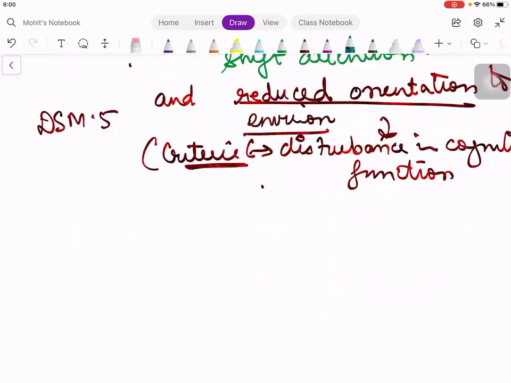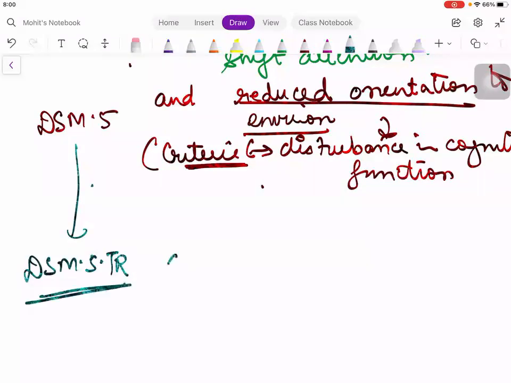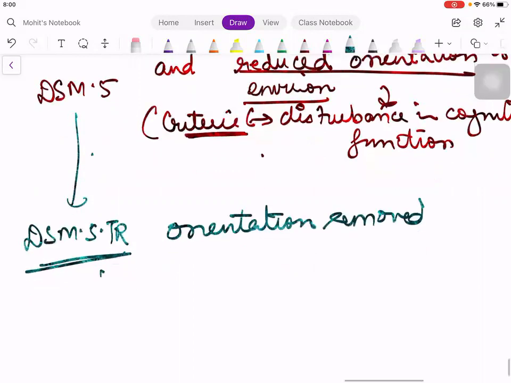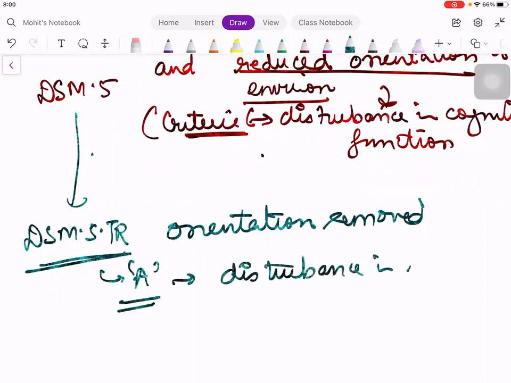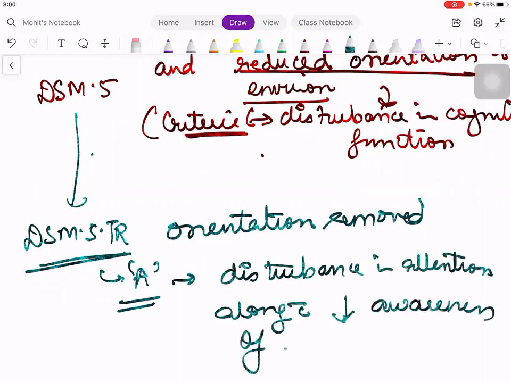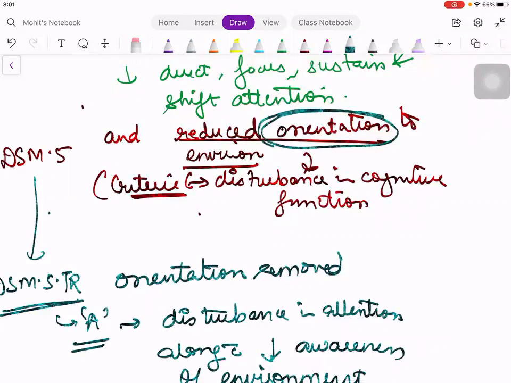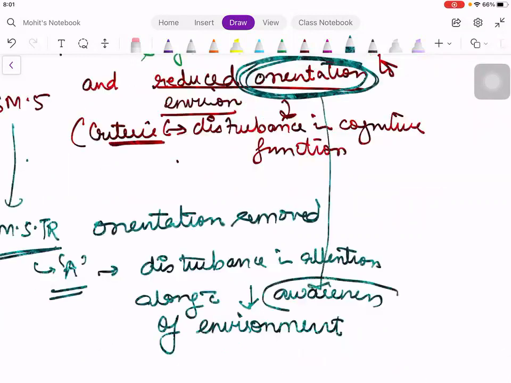Now, what has been changed in DSM-5 TR? The orientation part has been removed. And now it states that the new criteria A for delirium is disturbances in attention along with decreased awareness of environment. Okay, so the word orientation has been changed with awareness, right?